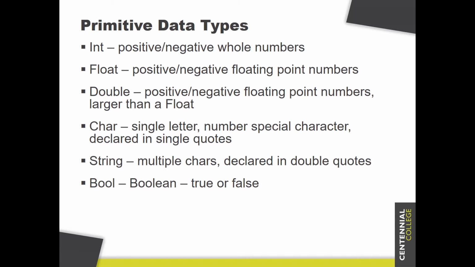A character, or a char, is a single letter or a special character. It's declared in single quotes, and just think of it as like an A or a B or a star. A string is multiple characters declared within double quotes, and you basically put these characters all together to form a string. So like hello world would be a string. Bool is short for Boolean, and it is a true or false value.